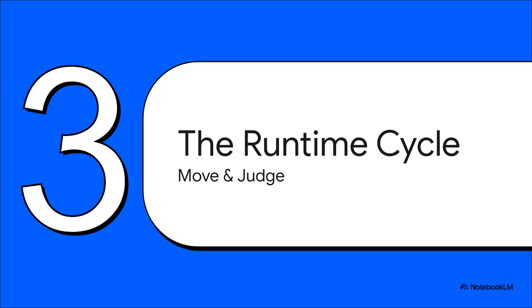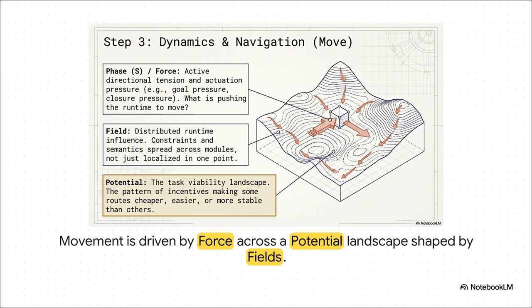Okay, so the system has seen something and is holding a stable structure. Now we get to the really dynamic part of the cycle, move and judge. This is where the system takes action and makes critical decisions. So what actually makes the system move? The best analogy is a ball rolling down a hill. The force is the initial push, that pressure to reach a goal. The ball rolls across a potential landscape, which is really just the shape of the hill itself, defining the paths of least resistance. And finally, you have fields, which are kind of like the wind or gravity, influencing the entire system and shaping where that ball ends up going.